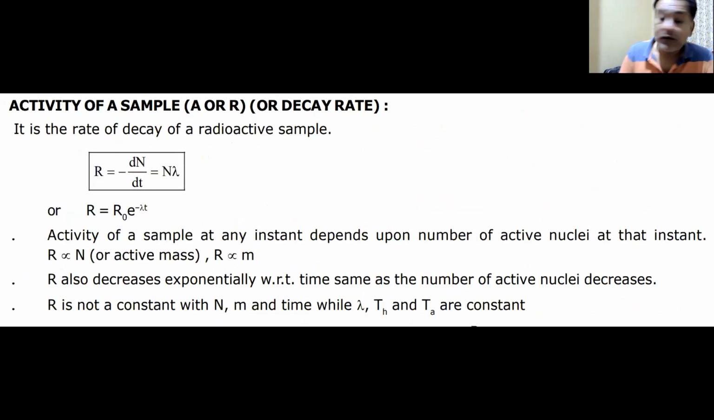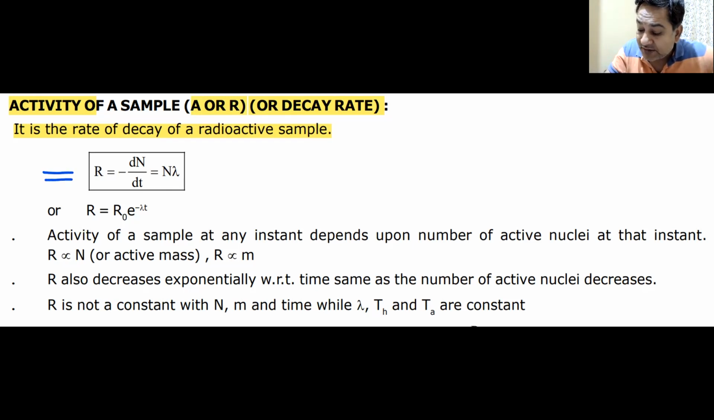Activity of a sample. What do you mean by activity of a sample? Sometimes this activity of the sample is also known as its decay rate. We understand the term activity or decay rate stand for one and the same thing. What is this activity or decay rate? It is the rate at which the radioactive sample is decaying. You can denote it by A standing for activity, or you can denote it by R standing for rate.